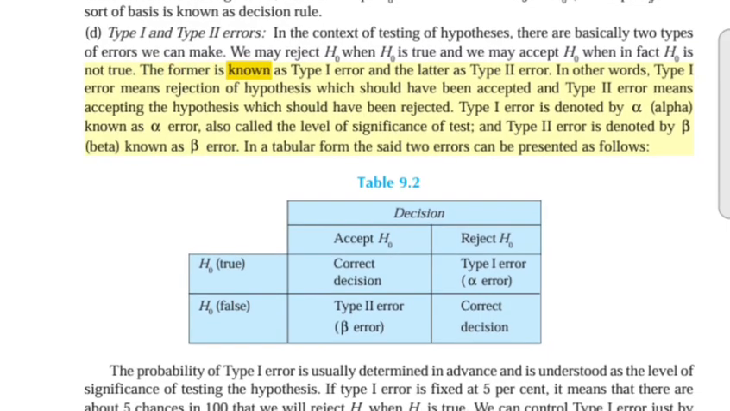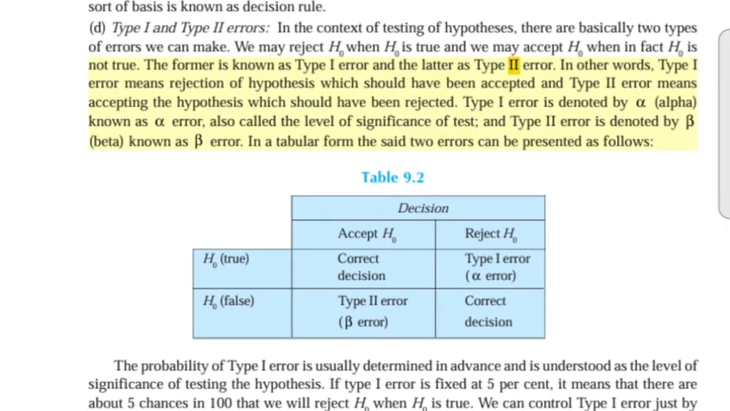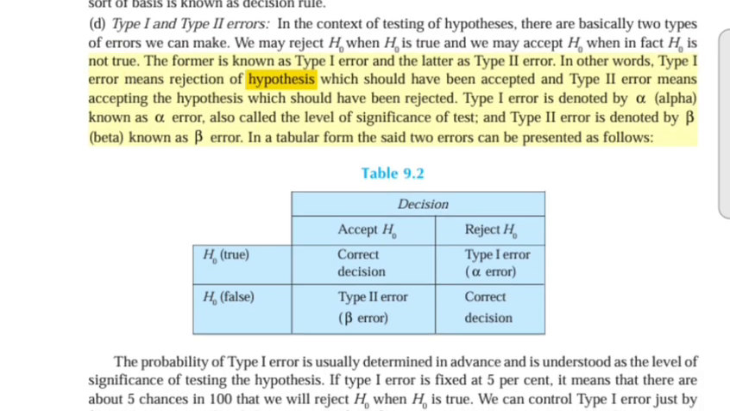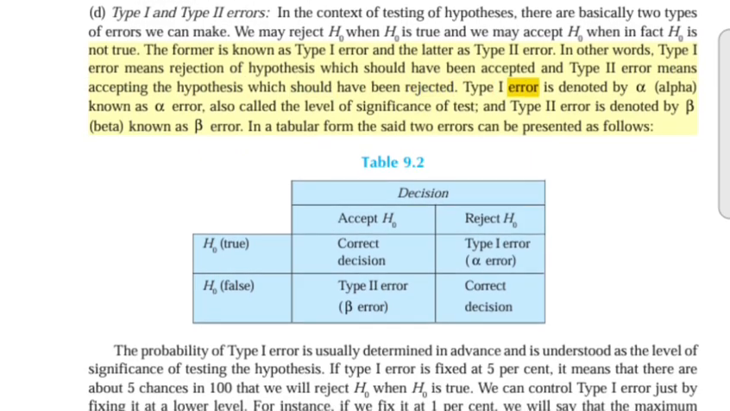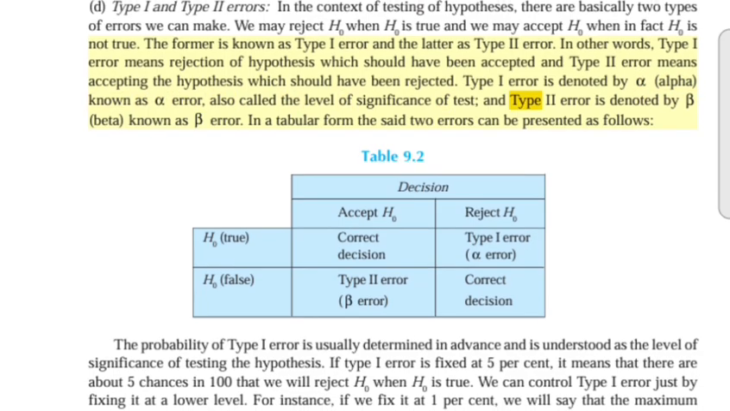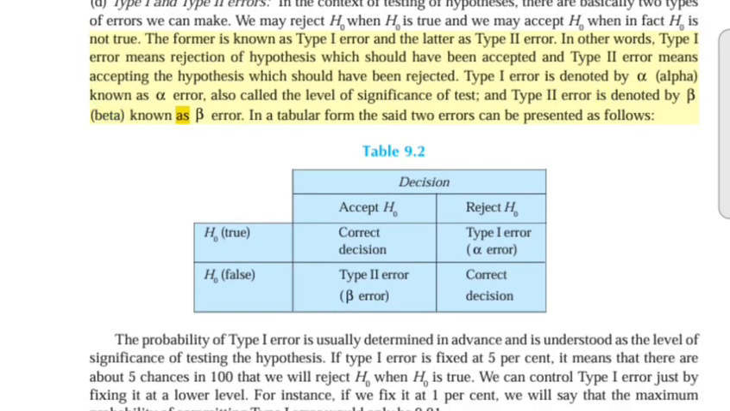The former is known as Type 1 error and the latter is Type 2 error. In other words, Type 1 error means rejection of a hypothesis which should have been accepted, and Type 2 error means accepting a hypothesis which should have been rejected. Type 1 error is denoted by alpha, known as alpha error, also called the level of significance of the test, and Type 2 error is denoted by beta, known as beta error.